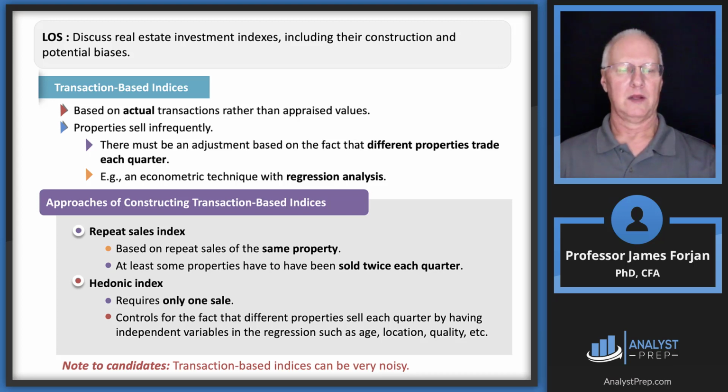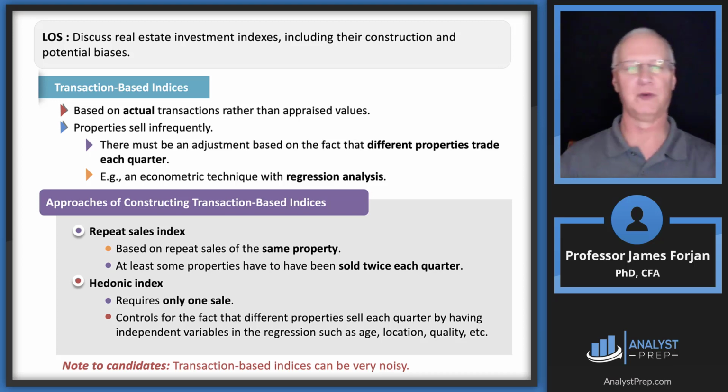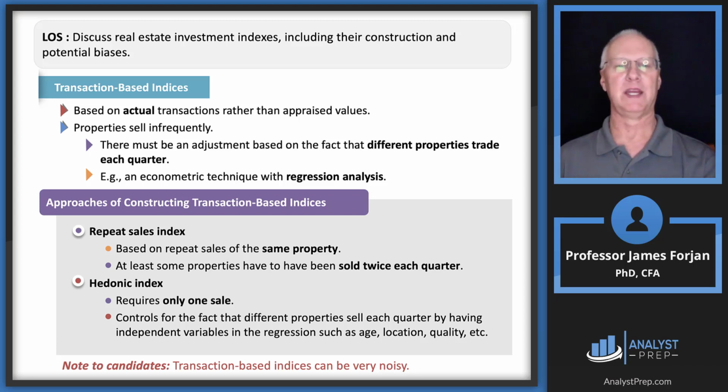Now there's a hedonic index. Of course, that word hedonic relates to the word pleasure. And remember, economists like to deal in utility, so they use the word utility to substitute for satisfaction, which can be a substitute for pleasure. That's the only reason why this has a name, hedonic index. What this means is there's only one sale, so you get one pleasure out of a sale or a purchase, and you can throw that into the computation of the index. And notice what we have at the bottom: transaction-based indexes can be very noisy.